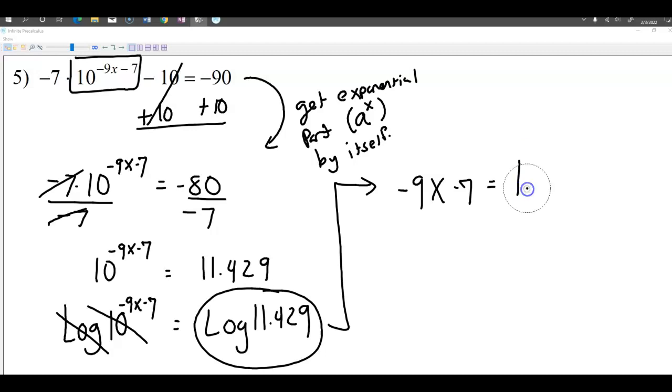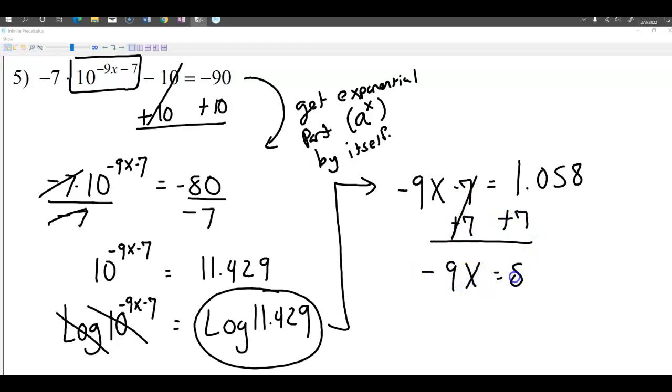Now, when you guys do your problem, it probably won't be base 10, so you'll probably have to do the change of base to get it to work. From there, we're going to go ahead and add 7 on both sides. And then we're going to divide by -9. And I'm getting -0.895.